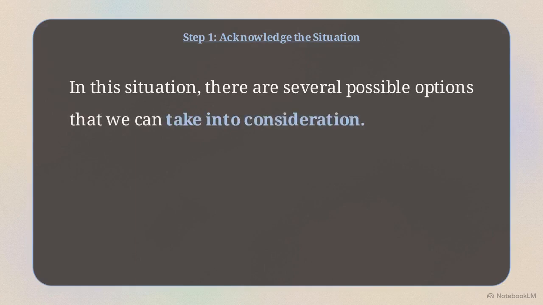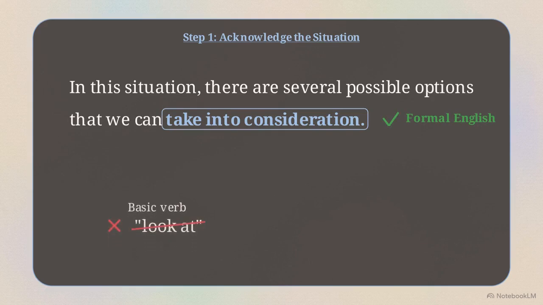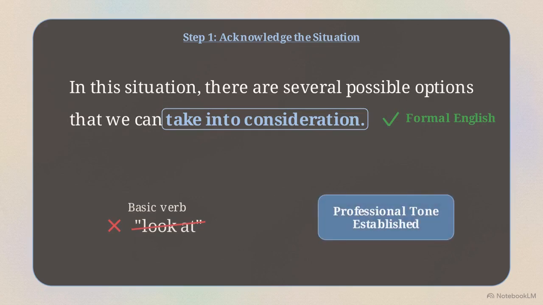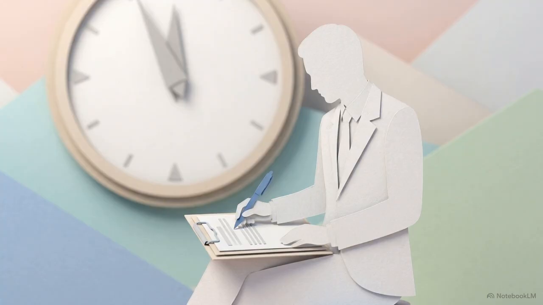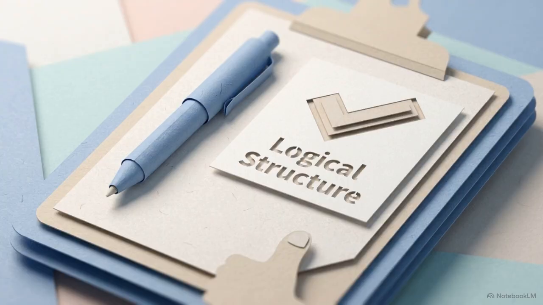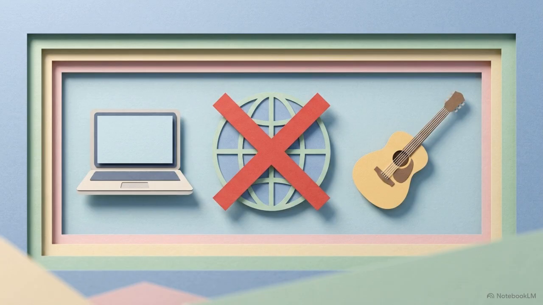This phrase is a specific indicator of formal English. By using take into consideration instead of a basic verb like look at, you establish a professional tone from your very first sentence. This frames the discussion immediately. It signals to the examiner that you are approaching the problem logically, rather than jumping straight to a final answer without context. With the introduction finished, you must systematically eliminate the options you don't want.